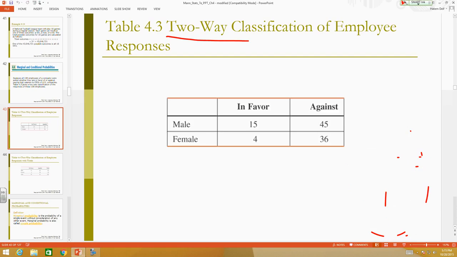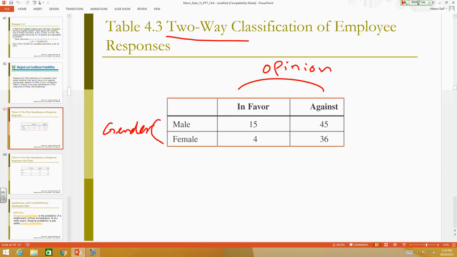I have a table here with 2 ways of classification. One way to classify those people based on gender, and another way to classify the people based on their opinion. Okay, so I have people in a company, 100 people in a company. I classify them 2 ways. One way based on the gender, some of them male, female. Another way is their opinion, whether they are in favor of something or against something, right? I ask them, for example, what do you think? We pay a lot of money for the CEO of the company. Some people say yes, some people say no.